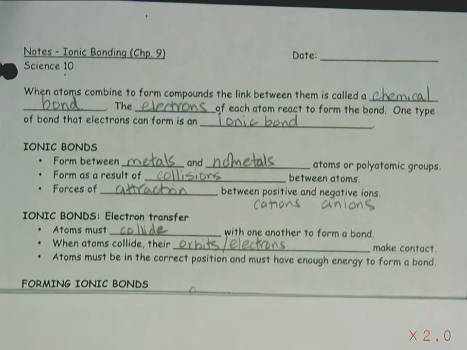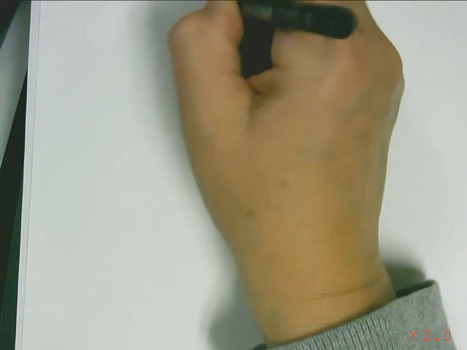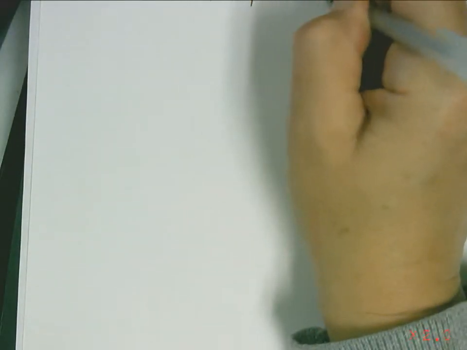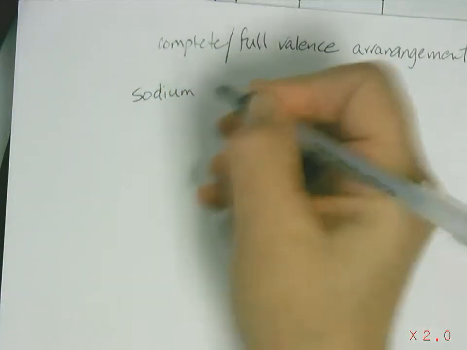So we're going to look at some models of ionic bonding, both Bohr and Lewis, and I'm just going to draw them on a piece of paper here to show you what's going on. So remember that all atoms are trying to get a complete or full valence arrangement, just like noble gases. So here's some examples. The classic one is sodium and chlorine.